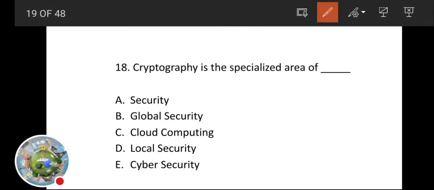Cryptography is the specialized area of cyber security. Now also you are studying cyber security concepts. Under cyber security only, you are learning cryptography. So the answer will be E.